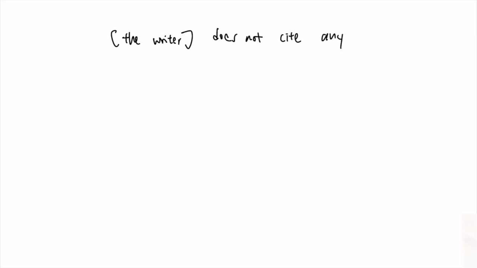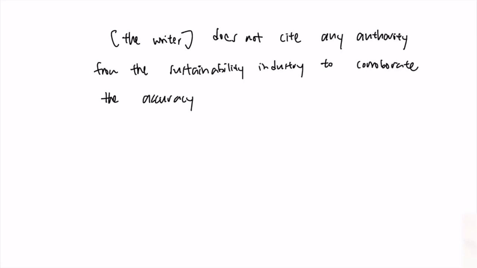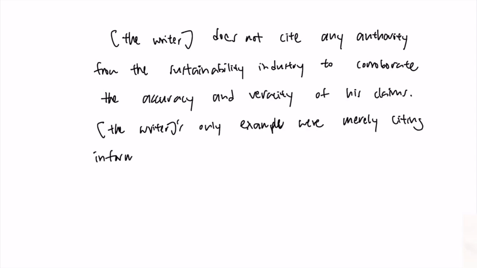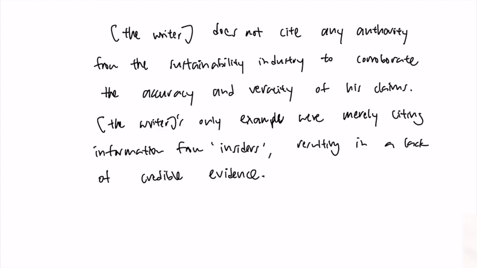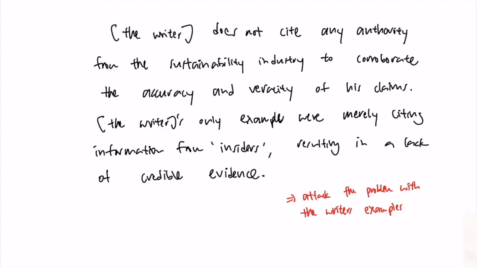Now, moving on to the next example. The writer does not cite any authority from the sustainability industry to corroborate the accuracy and veracity of his claims. The writer's only examples were merely citing information from insiders, resulting in a lack of credible evidence. So this is another instance where we attack the problem with the writer's examples. The terms that we should take note of in this example should be does not cite any authority to corroborate the accuracy and veracity, and lastly, lack of credible evidence.